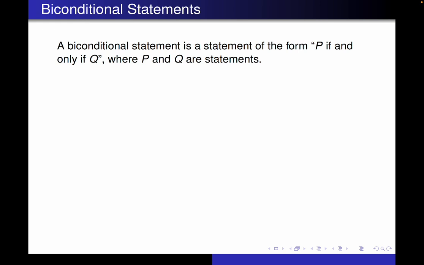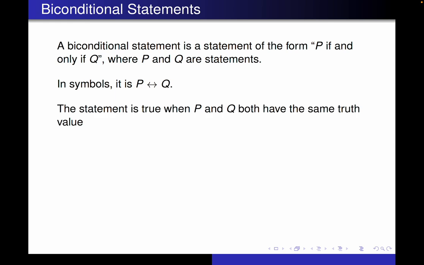So a biconditional statement is a statement of the form P if and only if Q, where P and Q are statements. So in symbols, it's P with a double arrow Q, which you may have seen when you were doing truth tables back in Math 225. The statement is true when P and Q both have the same truth value. So either they're both true or they're both false.